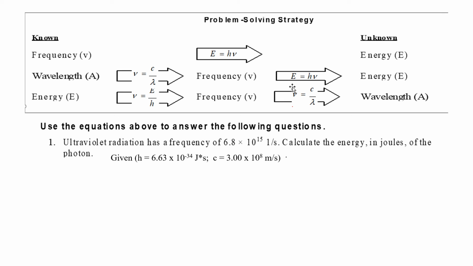Up above on this slide, you'll see some other problem-solving strategies that require you to identify in a word problem the known and the unknown. And then you can use the formulas in the middle to help you get from one point to another. In this first problem, we're being asked to calculate energy. We're given a frequency. This is our given, and this is our unknown.